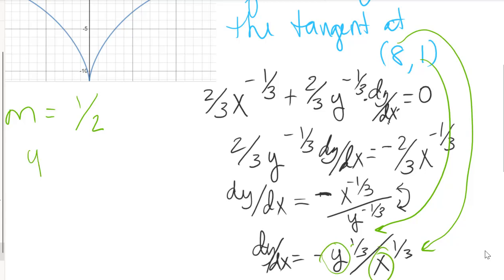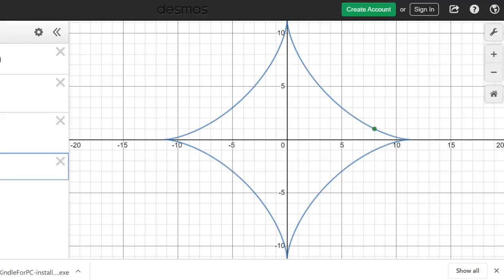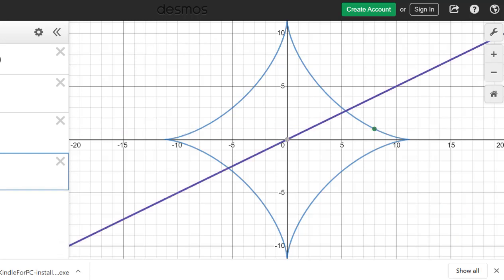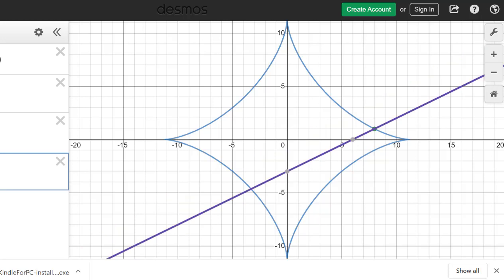So then I could write y equals 1/2 x plus b. And now you're going to do what my kids are doing in algebra right now. You're going to put in your point. So 1 equals 1/2 of 8 plus b. So that's 4, so b is negative 3. So y equals 1/2 x minus 3. And I think I still have this up on Desmos, so we can look at it. I do. y equals 1/2 x minus 3. That's 4, minus 3.